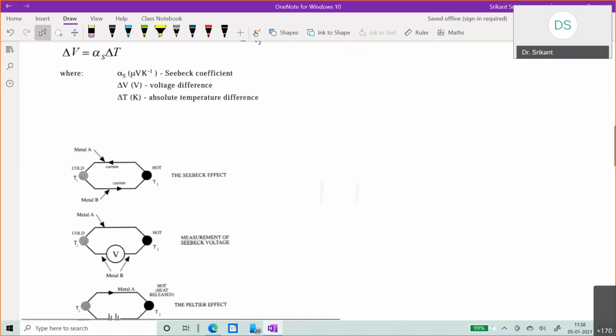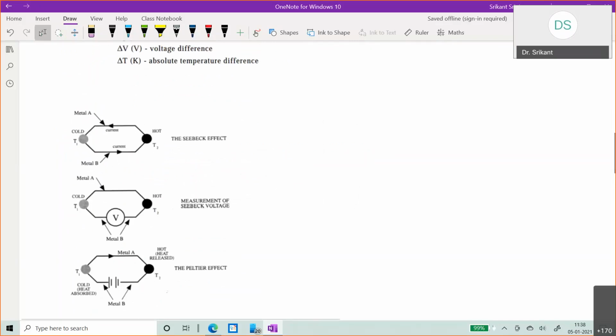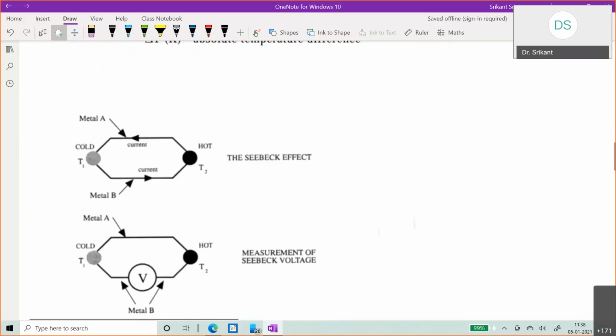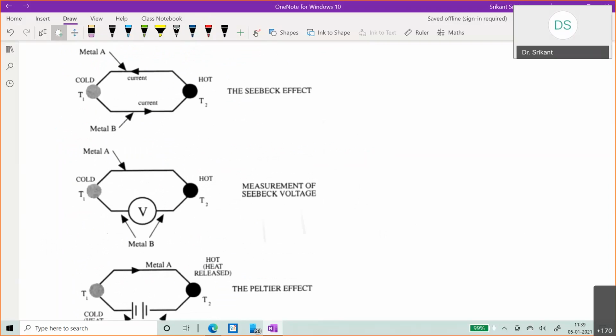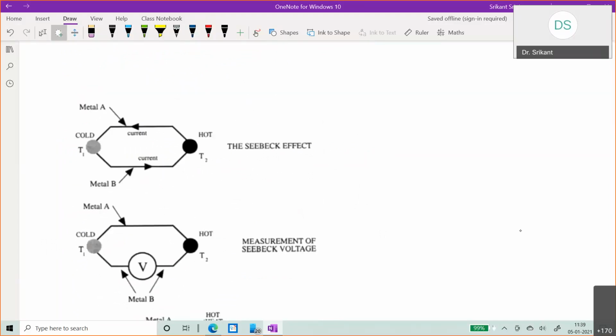So I'll just show this quick figure and then I'll take some questions. Here, basically what you can see is that I have one end which is at temperature T1, which is the cold end. Let me make this a little larger. So there is one metal A and one metal B, and I have one end at T1 and one end at T2. And since this is a short circuit, that means it's just two welded ends which are connected at two different temperatures. Then there is a flow of current going in a certain direction. Okay. So this is called the Seebeck effect.